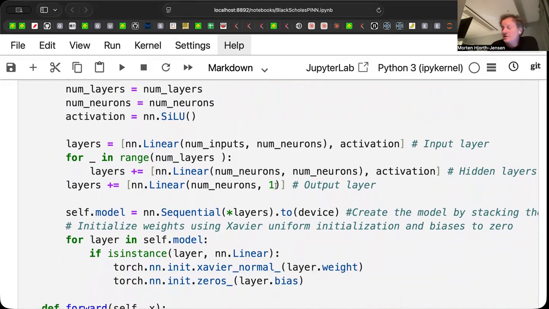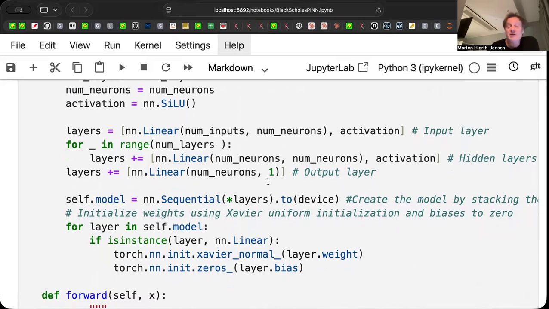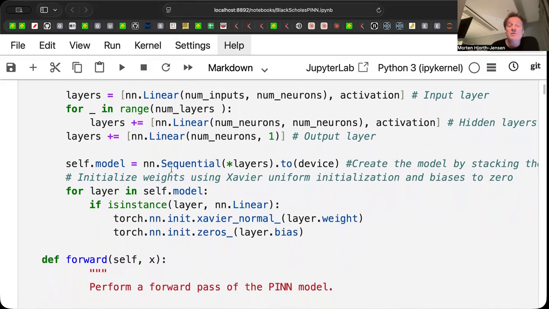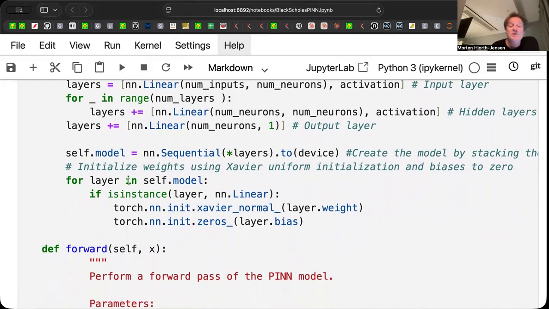In this specific case, I want you to mark that we are just spitting out one variable, the value of the function, and we are not using an activation function. So we often call this a linear output. And you see that reflected in here. Then we set up the model here, which is a sequential, set up by the number of layers, and then we are setting up the device we want. And then we simply set up the different initializations.